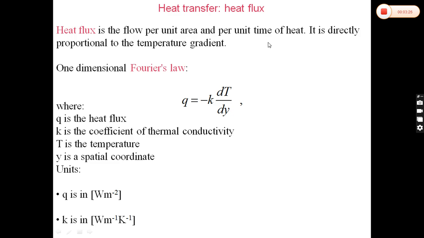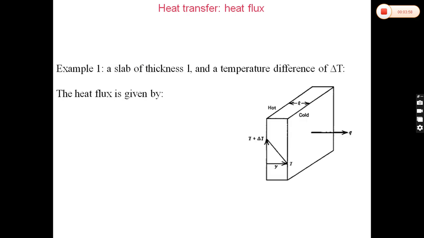Heat flux is the flow per unit area per unit time. It is directly proportional to the temperature gradient. In the one-dimensional Fourier law, q equals minus k dT divided by dx. q is the heat flux, k is the thermal conductivity, T is the temperature, and x is the coordinate. q is in watts per meter squared, and k, thermal conductivity, is in watts per meter per Kelvin.